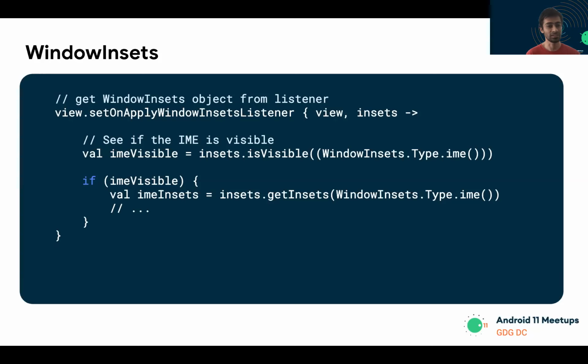Previously, there were a lot of hacky ways of doing it, including setting a global layout listener and then seeing if your view was changing, or even calling some private API, which was definitely not a recommended way of doing it. Furthermore, instead of just finding out whether it's visible or not, you can get more information about the insets of the keyboard itself as well, so you can react to it. Next slide.